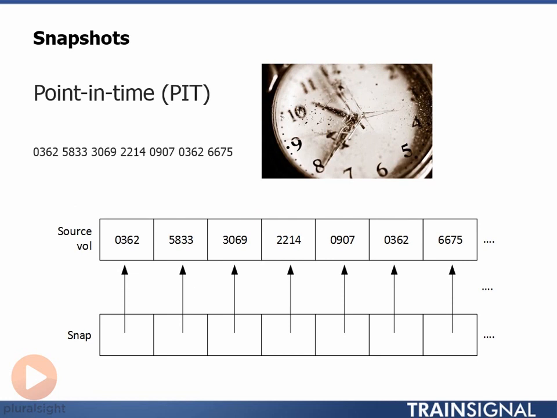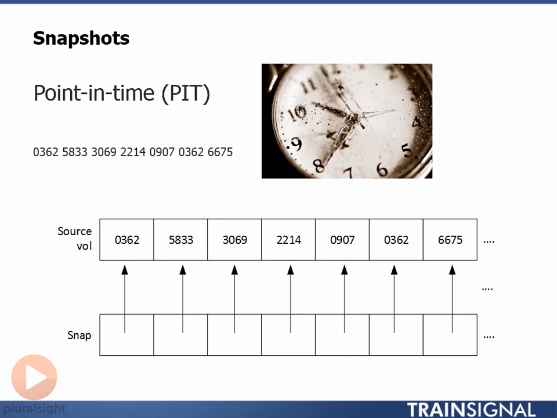We'll use this later in the lesson to remind ourselves of the contents of the source volume at the time that the snap was taken. Basically, the contents of the source volume as it is now. Anyway, so what happens when data changes in our source volume after we've taken the snap at 10:40 AM?